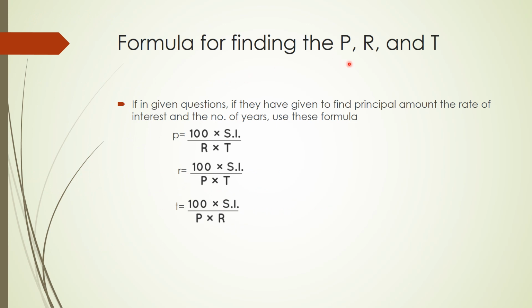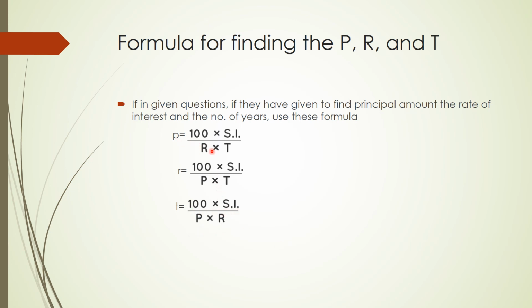Now the formulas for finding the principal, rate of interest and time period are as follows. If the question asks you to find the principal amount, the rate of interest or the number of years, use these formulas. P is equal to 100 into SI divided by R into T. R is equal to 100 into SI divided by P into T, and T is equal to 100 into SI divided by P into R.